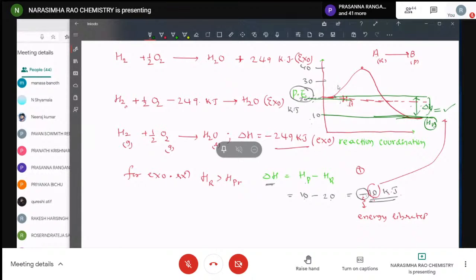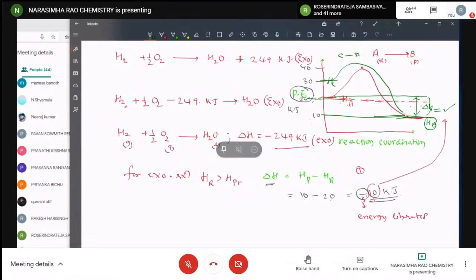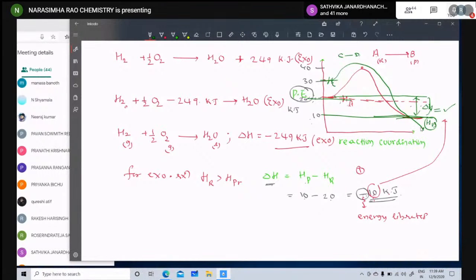Now, I am taking the second example. Another C gives D. This is the enthalpy of C, to be converted like this. So its energy is 30 kilojoules. Its energy is 5. The energy difference between these two is called delta H. Now product minus reactant, product is 5 for this example. So delta H is equal to 5 minus 30 is equal to minus 25 kilojoules. In this second case, the maximum amount of energy is released into the surroundings.